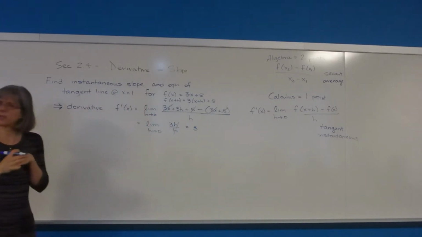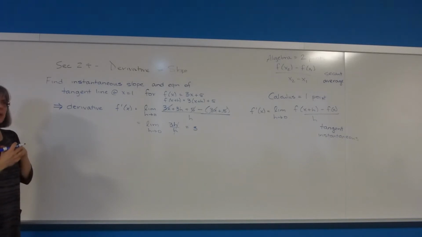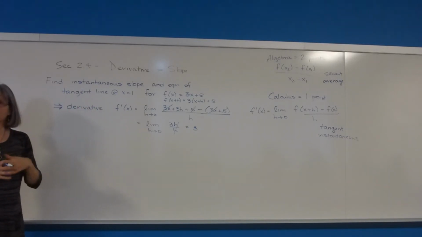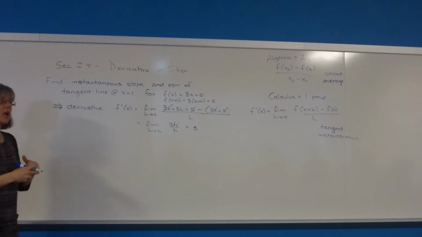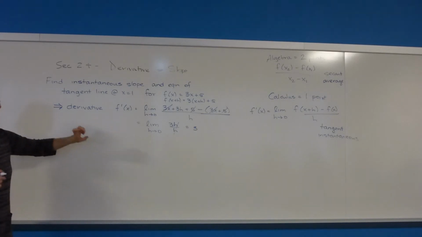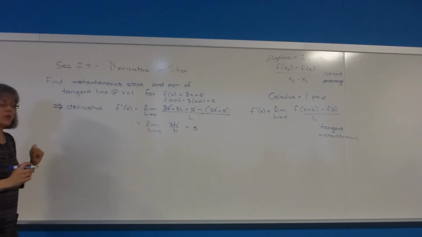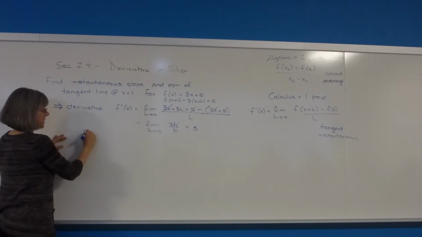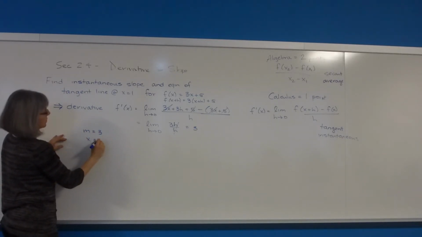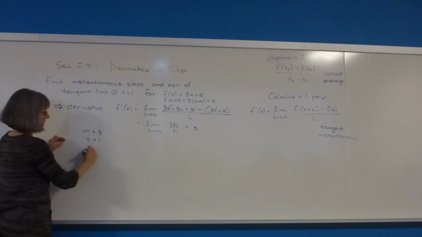Could I have known that by looking at the problem? Yeah. What is the slope of a line? 3. Okay, awesome. So we know that that's correct. So that's the slope of the line. How do I find the equation of the line? Well, I have slope equals 3. I have x equals 1. I need my y value.